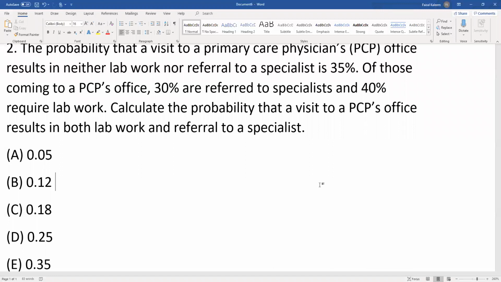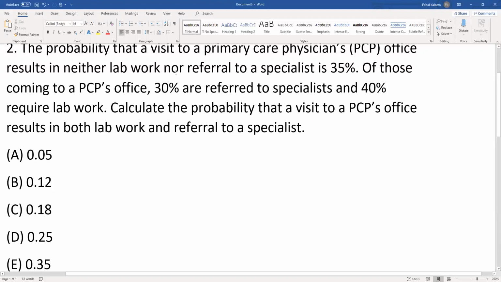Now, at first sight, this looks like an easier version of the first problem because there are only two fundamental variables here, the referral to a specialist and lab work. But it turns out that one of the things given to us is the probability of neither lab work nor referral. And that's not something which appears directly in that formula. In the first problem, even though we had three variables, all we had to do was write down the formula, and then everything that appears in the formula was directly given to us, and therefore it was just a matter of plugging in those values.